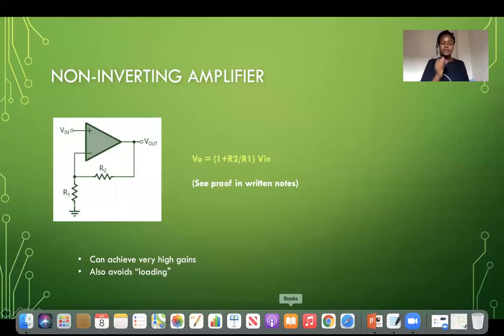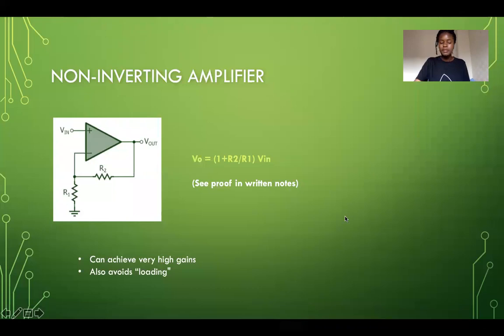So that was for a non-inverting amplifier. And so that tells you what the relationship is between V out and V in, and you can use that to find the gain. Once again, the gain is V out over V in, and so that's going to be equal to 1 plus R2 over R1. R2 and R1 are just resistances. So why is this type of amplifier useful? It's useful because you can use it to achieve high gains, and it also avoids loading that we've talked about.